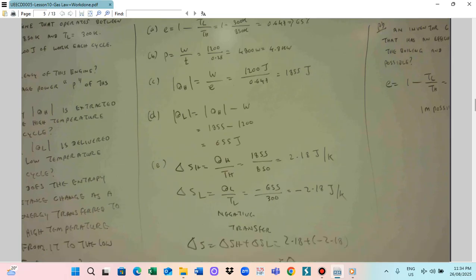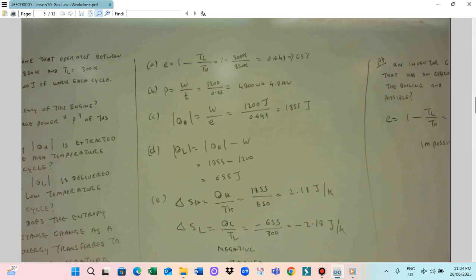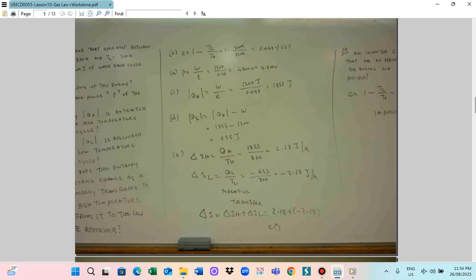So 1 minus low temperature of 300 Kelvin over high temperature of 850 Kelvin. Solving this gives 0.347, or 35%. So the operating efficiency of the engine will be 35%.